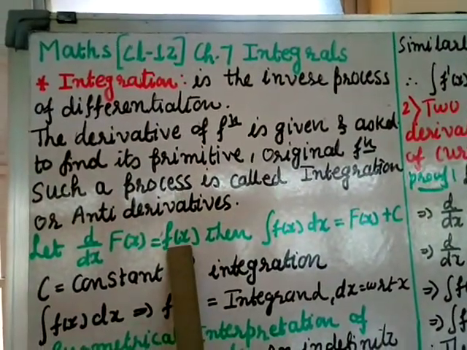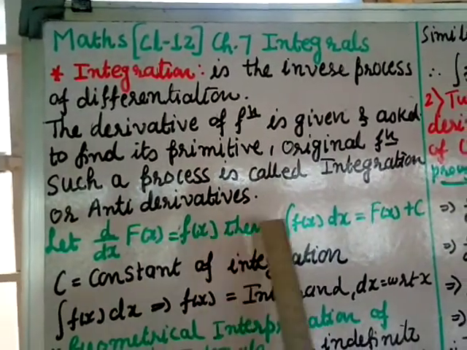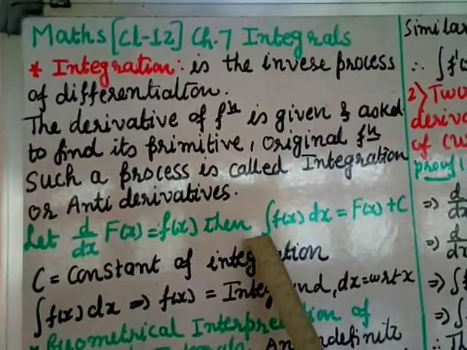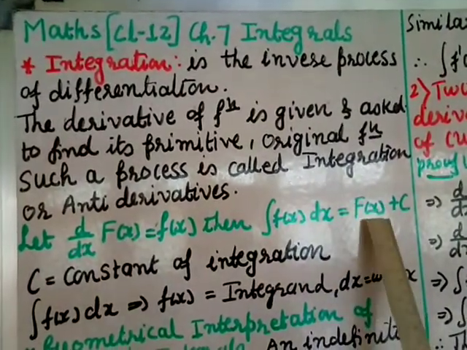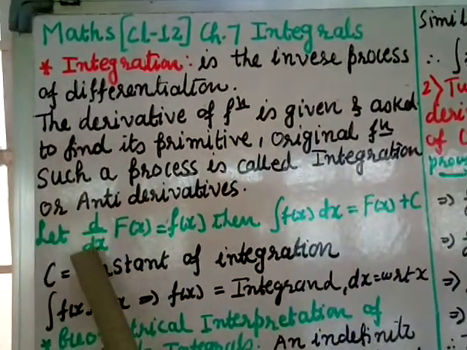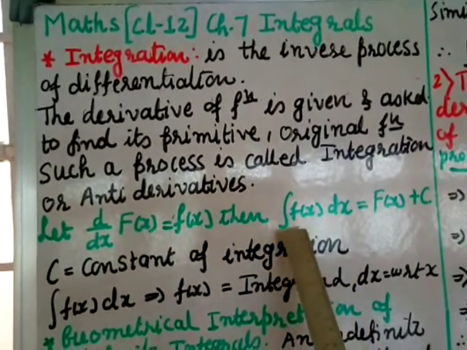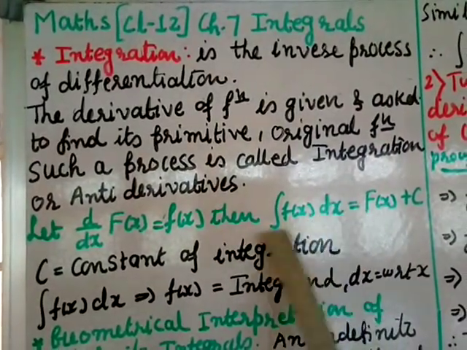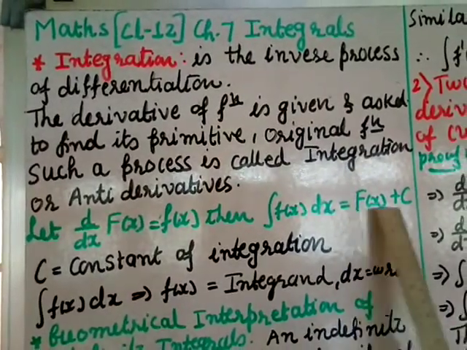Suppose you are given this f(x), but this f(x) is the derivative of some function, and by using some formulas we find the integral and we get this primitive or original function back. So that process is called integration. So d by dx of capital F(x) equals f(x), this is given to us, and integration of f(x) dx, when we do this process of integration, we get the primitive function back, F(x) plus c.